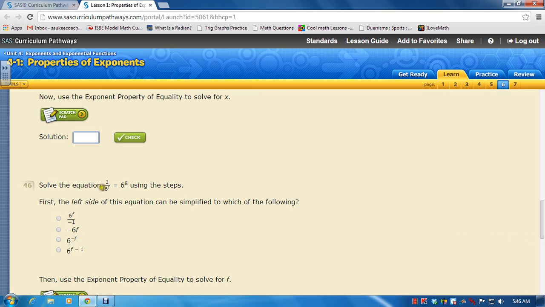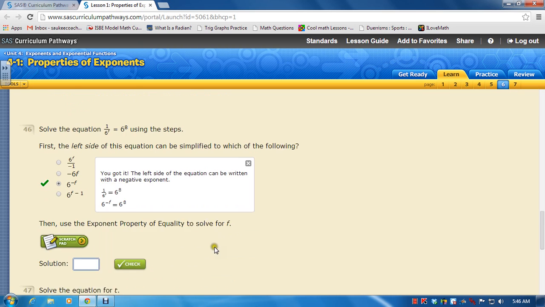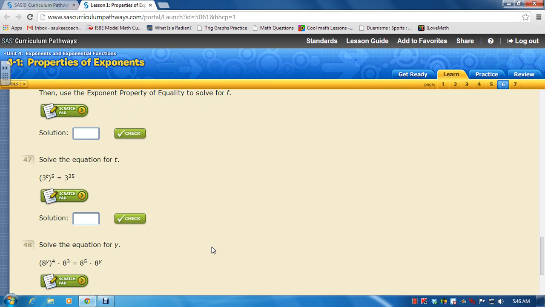Here, my first step would be to get this base of 6 in the numerator. So this would be 6 to the negative f power. And then I could set negative f equal to 8. Okay.